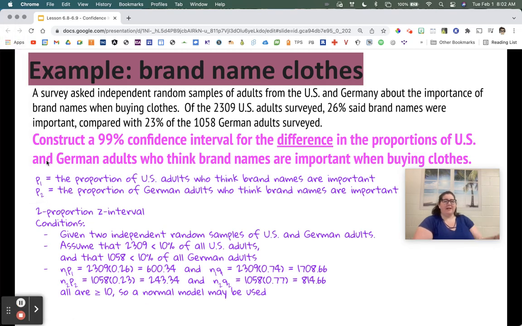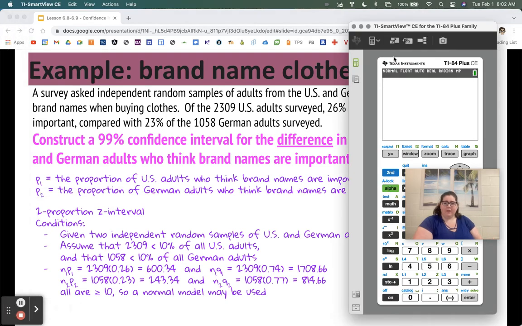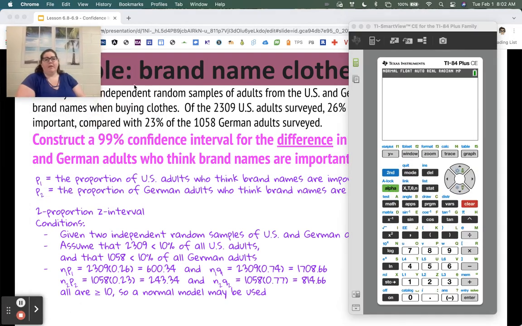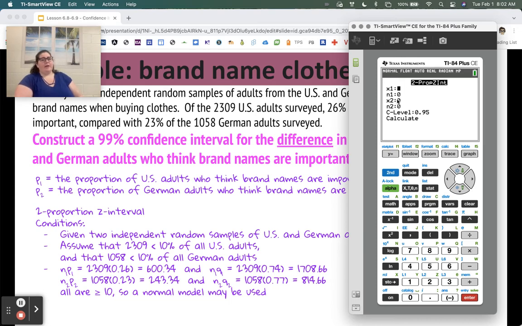And this is where, instead of trying to use the formula, we're really just going to go straight to our calculator and use that to calculate our interval. So I'm going to go to stat tests, and then I want a 2 proportion z interval. So if I scroll down a little bit, I have on option B, it says 2PropZInt, which is what I want. I'm going to push enter. Then it says x1, n1, x2, n2.